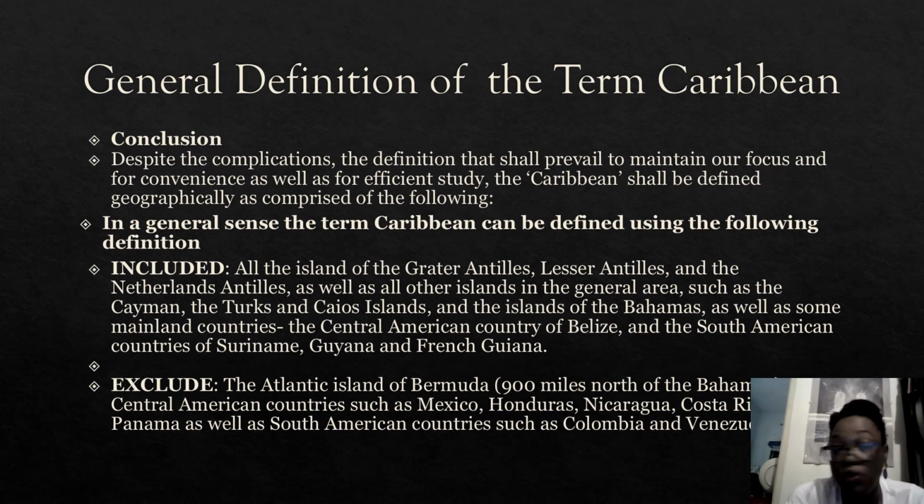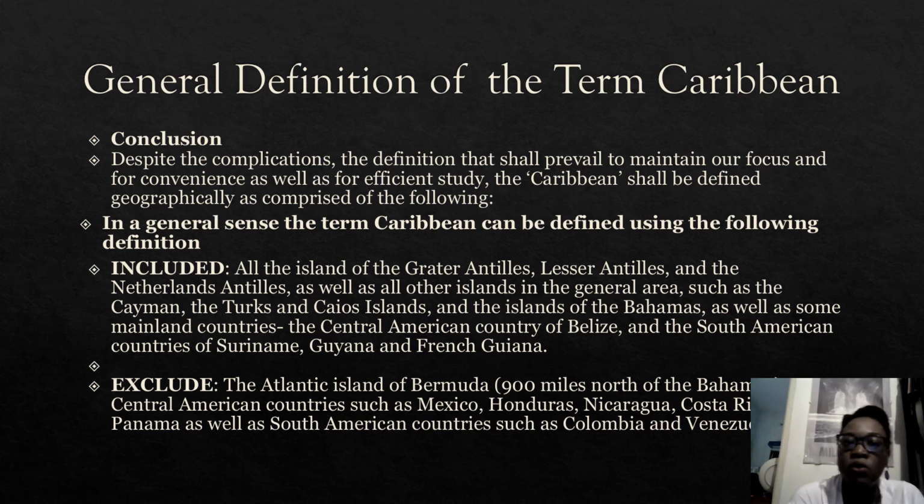Finally, we come to the end. So we have defined the Caribbean in 5 major ways. Now, pay attention to exam questions because they might say define the Caribbean, but they might tell you specifically how to define the Caribbean. Now, if they have not said to define the Caribbean geologically, geographically, diasporically, historically, or politically, you're going to use this general definition for the Caribbean.